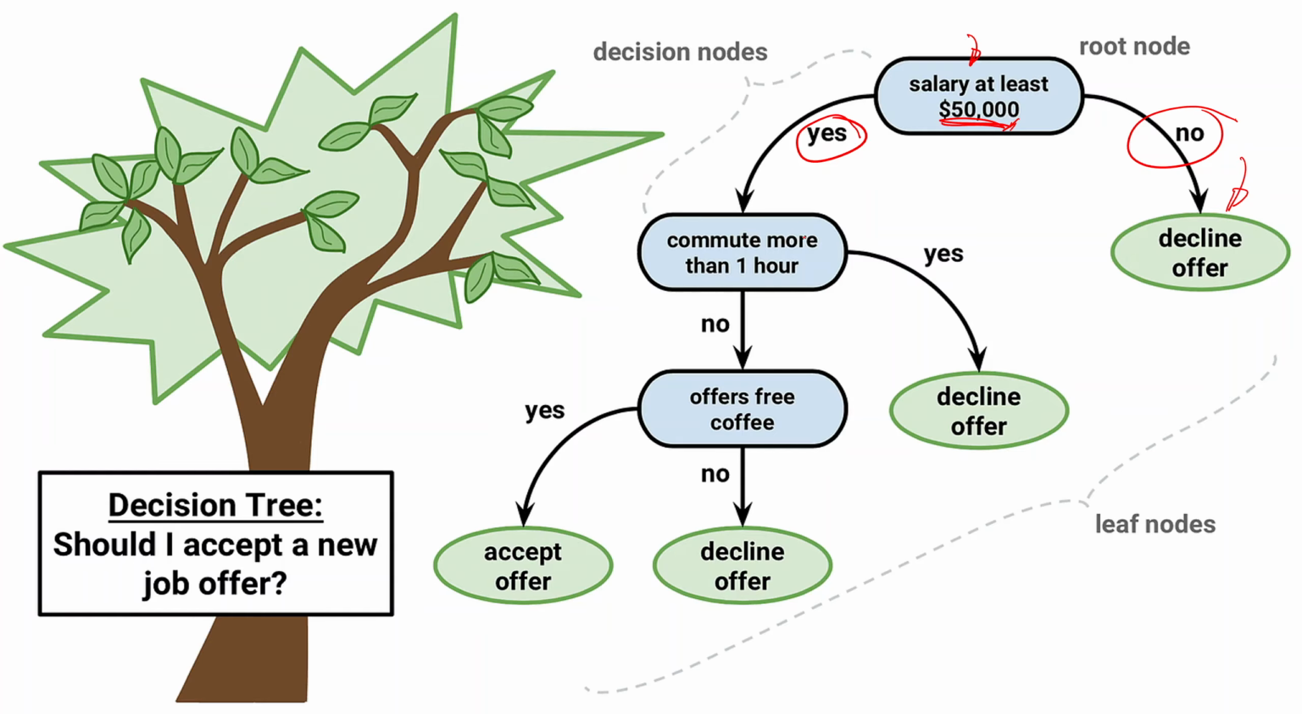Next is if you're going to commute more than 1 hour. If yes, then you decline the offer. If no, you need to further evaluate it. For example, this is just an example: does the company offer free coffee? If no, then decline. If yes, accept the offer. This is a simple decision tree, and you can see here that there are several nodes, and then you have your decisions, which lead to another possible outcome.